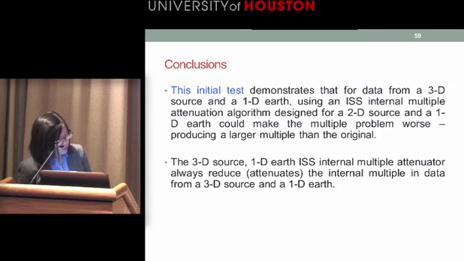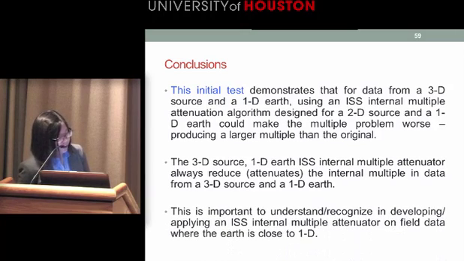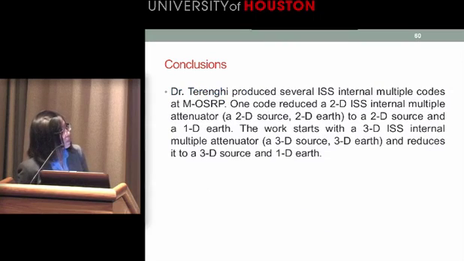This 3D source, 1D Earth algorithm always attenuates the internal multiple in the data from the 3D source and the 1D Earth. And it is important to understand this in developing an SS internal multiple attenuator on field data in the future, where the Earth is close to 1D.